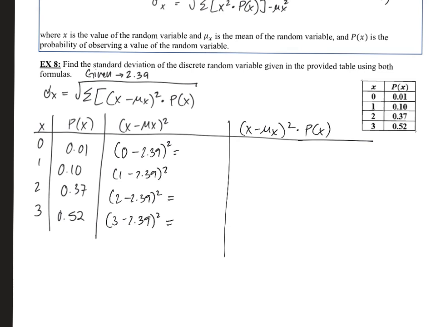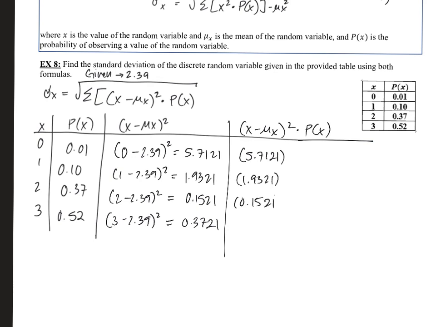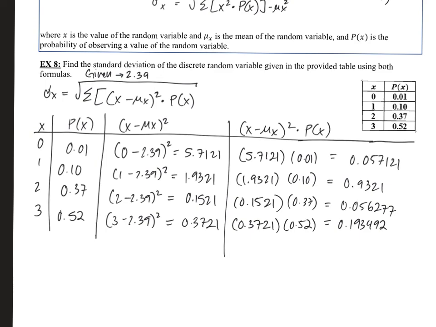Okay, I'm going to go ahead and pause the video and fill this out. Alright, so we get those values. Now we'll take those and multiply them by the probabilities. So let me first copy them down, and we'll multiply them by the probability. So for p of x, for the first one we have 0.01, second one 0.10, third 0.37, and lastly 0.52. Okay, I'll pause the video and fill these out. Okay, and we get the following values.